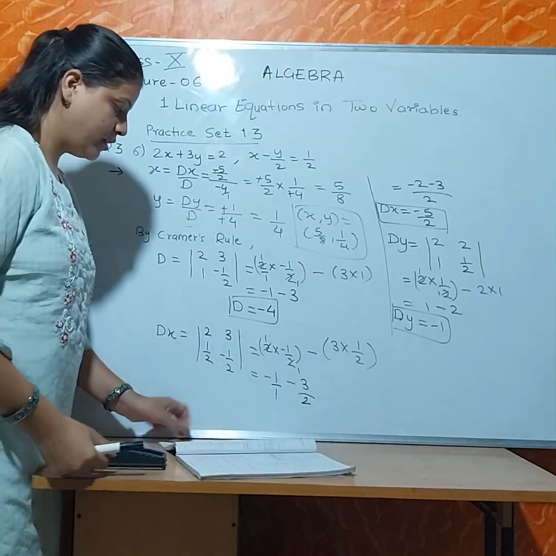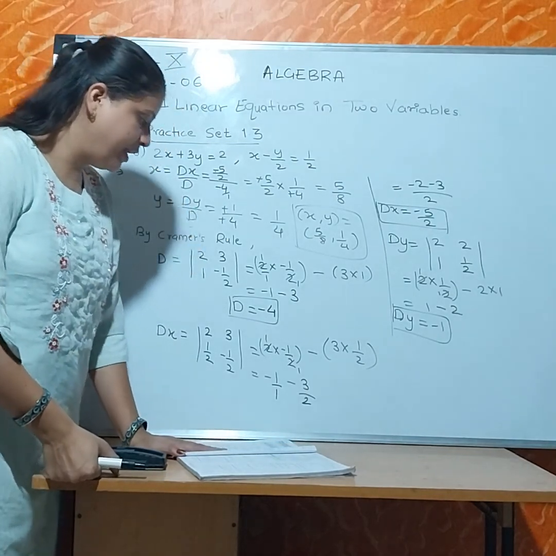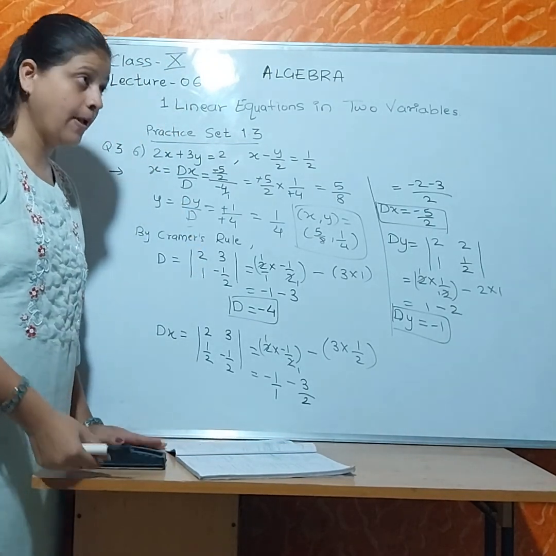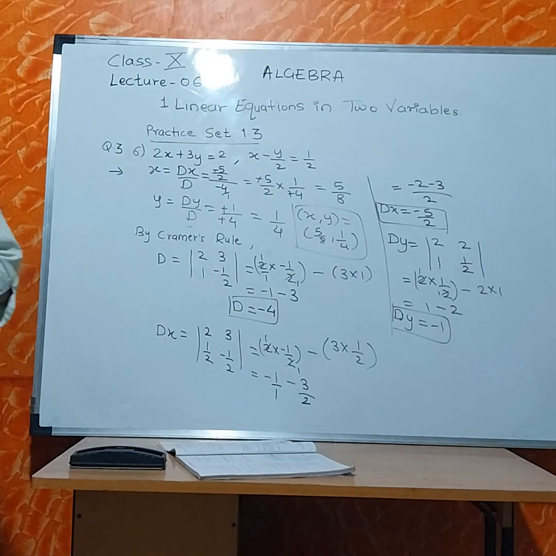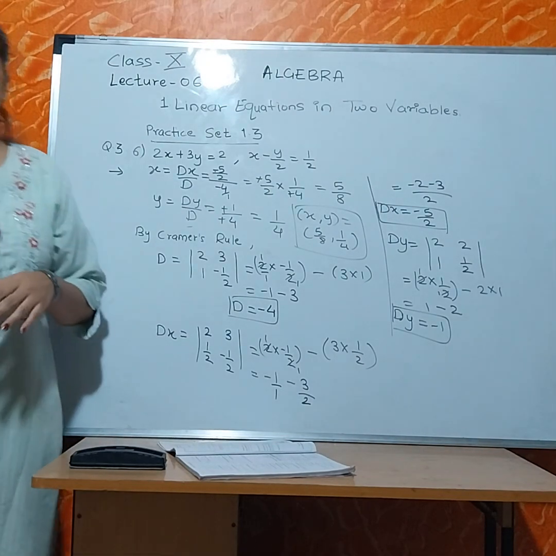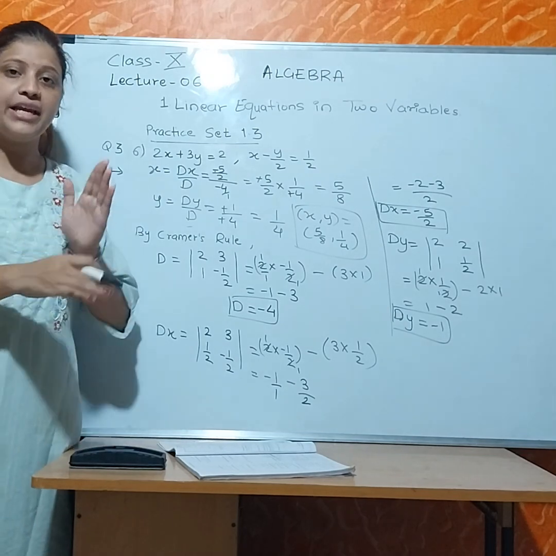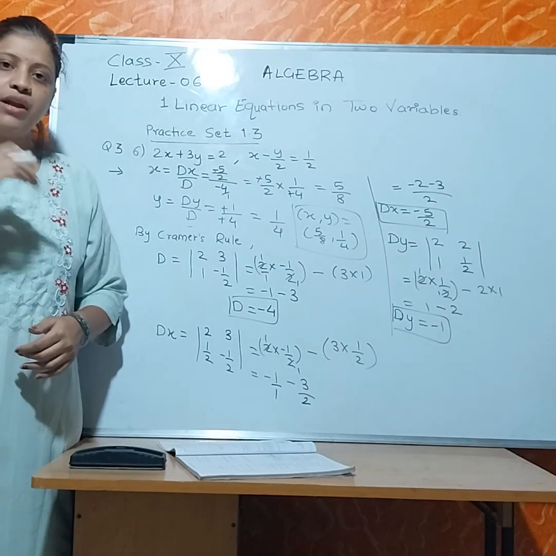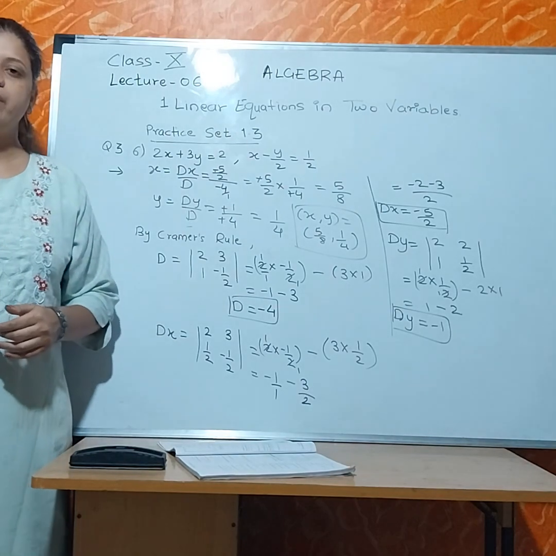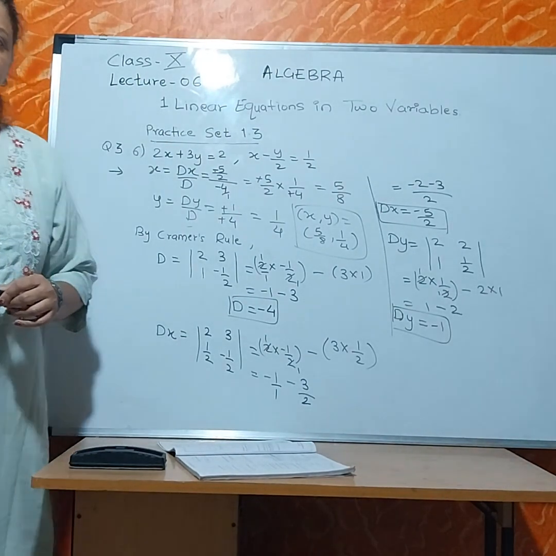In the next lecture, we will start equations reducible to a pair of linear equations in two variables. Means, in the next lecture, we will learn what to do if the equation is not linear. If the equation is not linear, we have to make it linear, and then solve and find the values of x and y. So we will learn it in the next lecture.